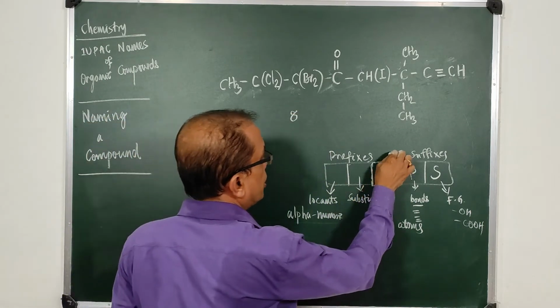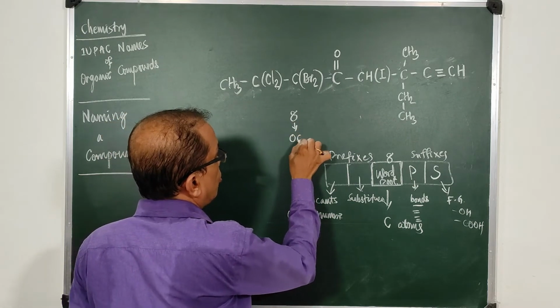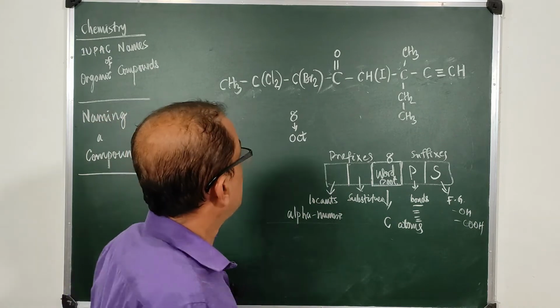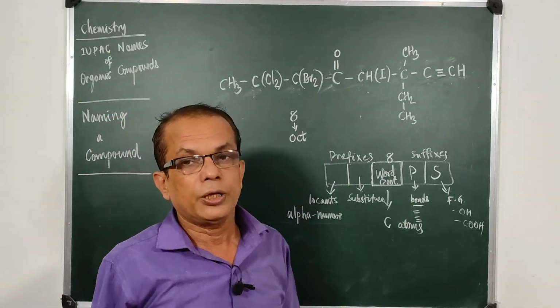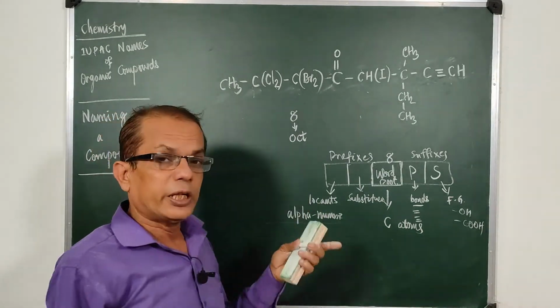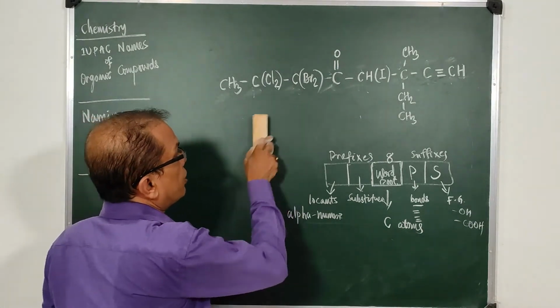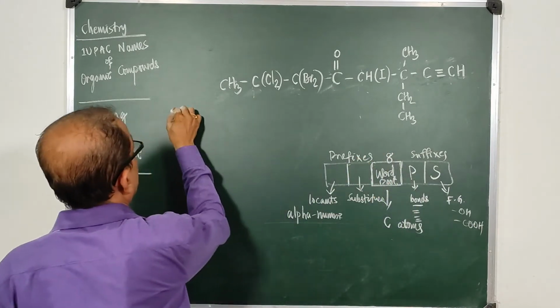So the word root is 8 here, and word root 8 means oct. If it is an alkane, then it will be octane. If it is an alkene, then it is octene. If it is an alkyne, it is octyne. If it is a ketone, then it is octanone. So we have to name them likewise. So first we studied that the word root is 8, so we write here oct.